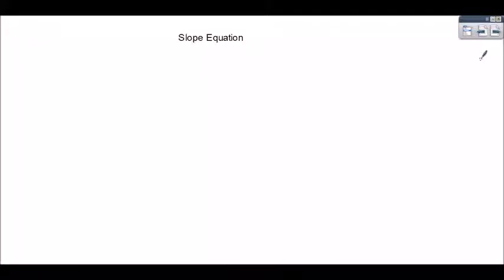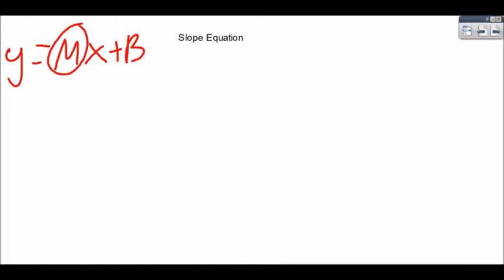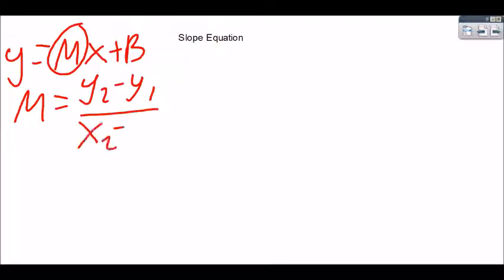Today we're going to learn how to find our slope equation when they only give us 2 points. So our slope, if you remember, is y equals mx plus b. This m is our slope. So when they don't give us the slope, we have to find it on our own. That is m is equal to y2 minus y1 over x2 minus x1. Well, what does that mean?